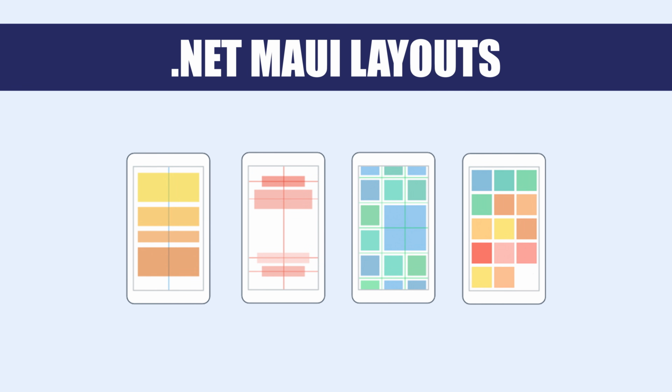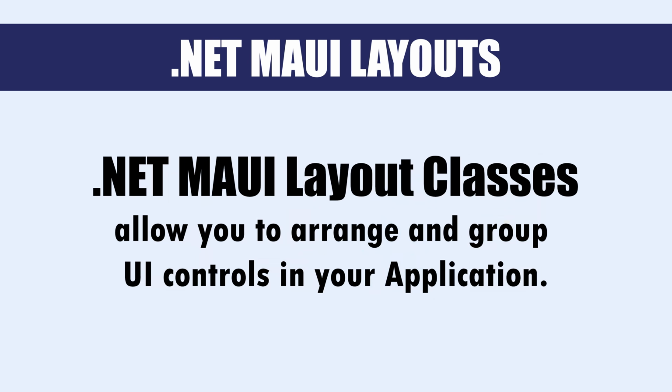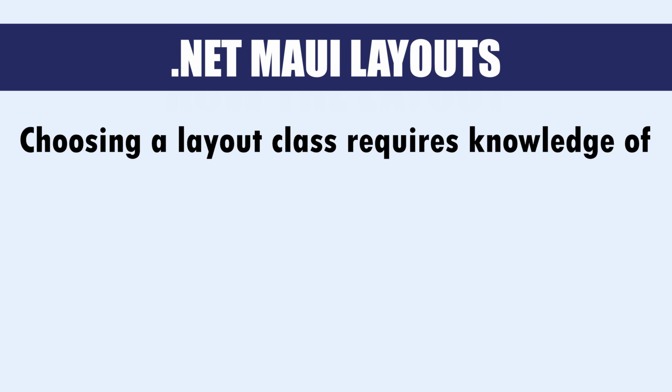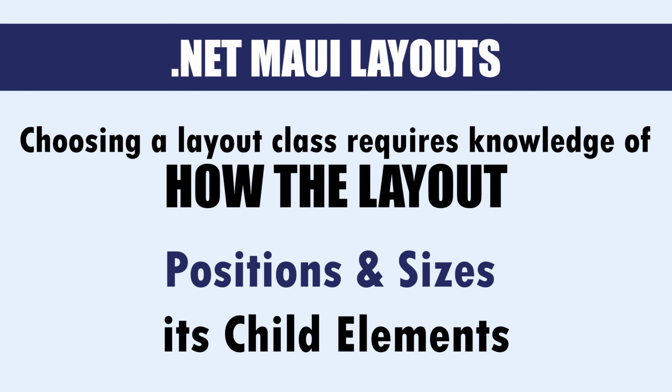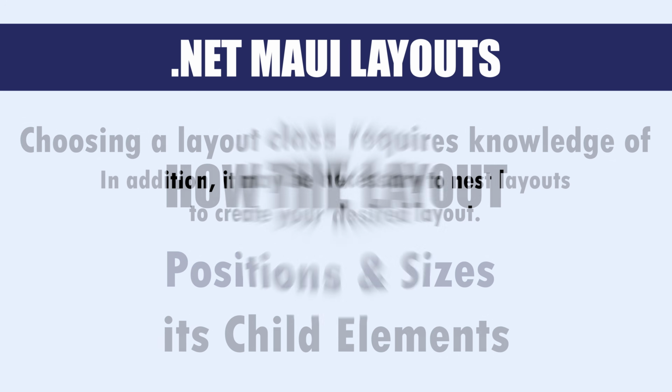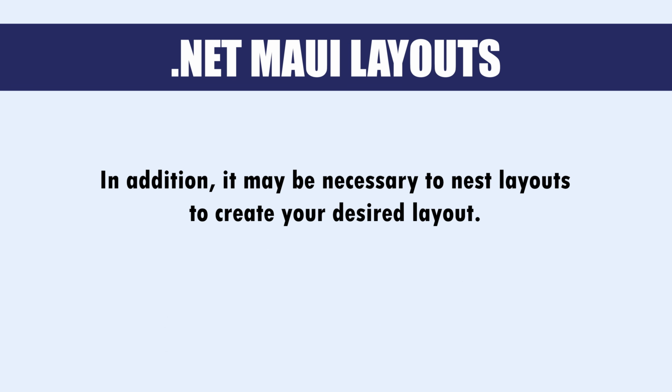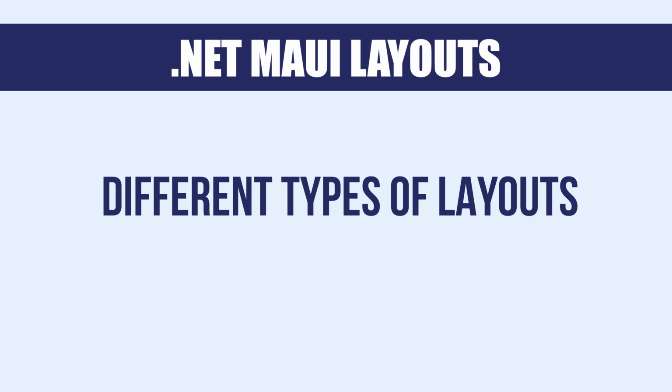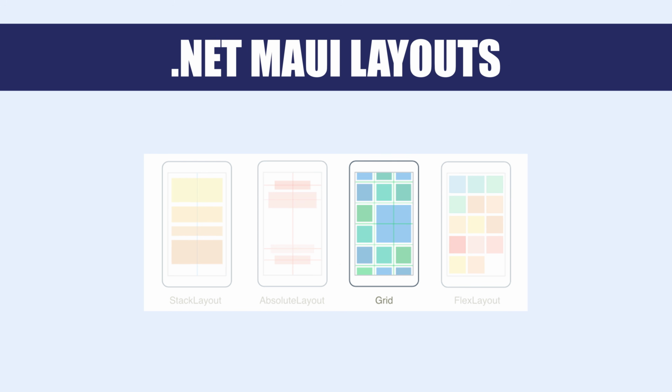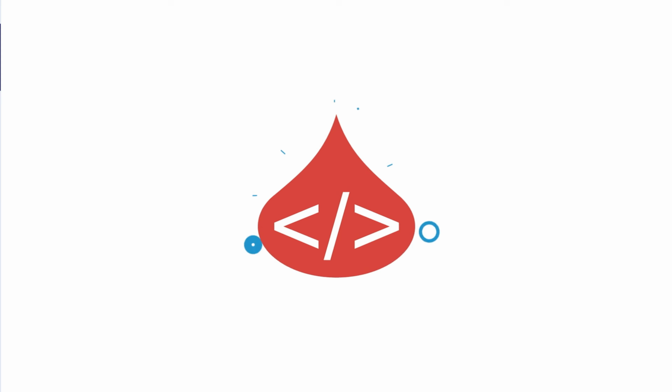In this video, I'll walk you through the different types of layouts that we can use in .NET MAUI. .NET MAUI layout classes allow you to arrange and group UI controls in your application. Choosing a layout class requires knowledge of how the layout positions and sizes its child elements. In addition, it may be necessary to nest layouts to create your desired layout. We are going to see more about StackLayout, Grid, AbsoluteLayout, and FlexLayout. So let's get started.